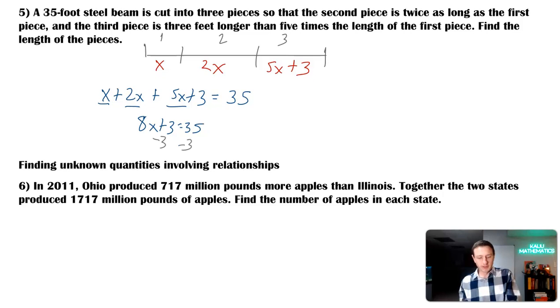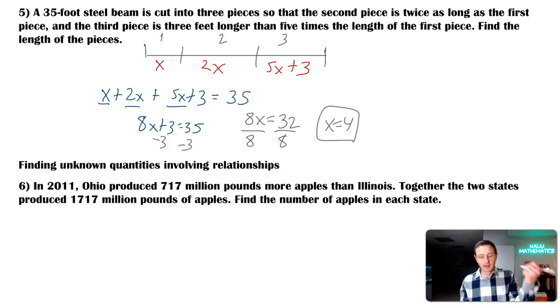Subtract 3 from both sides, we get 8x equals 32. Divide by 8, x equals 4. So again, not the answer, just what x is. So we have piece 1, that was our short piece, that was just x. X equals 4, so it's a short piece, so that's going to be 4. And we're looking at feet here, so 4 feet.